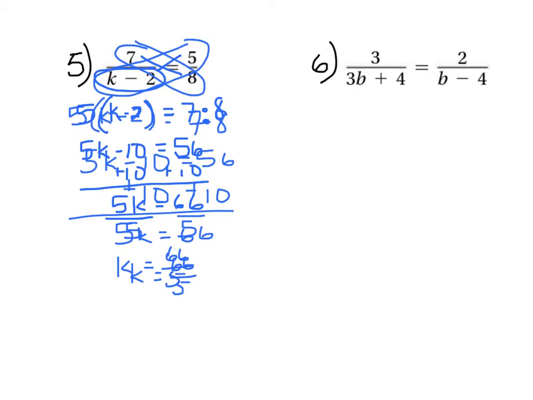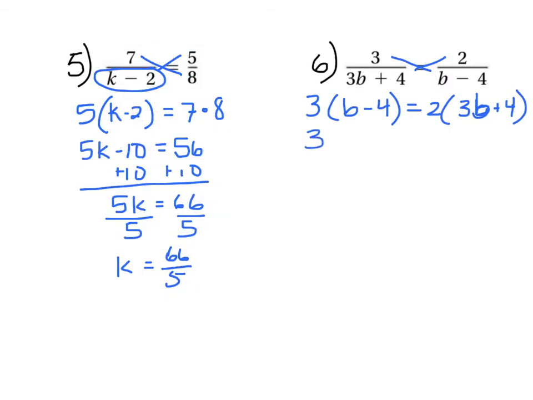Same thing on the other one. Why don't you copy it, pause it, try it, and then come back to me. So I'm going to go ahead and do it now. So we got, again, cross product. So 3 times the quantity b minus 4, and 2 times the quantity 3b plus 4. So we have 3b minus 12 equals 6b plus 8.